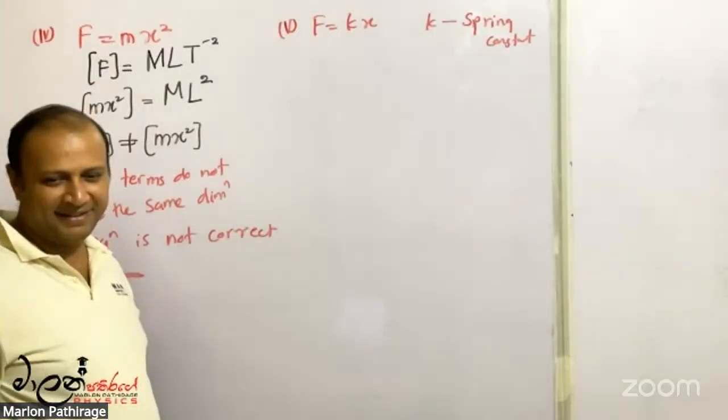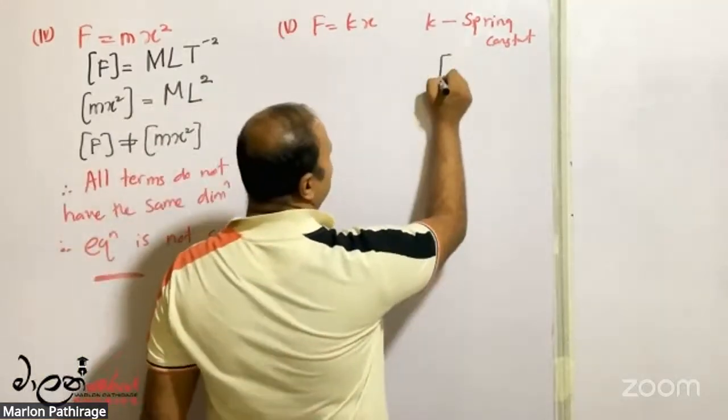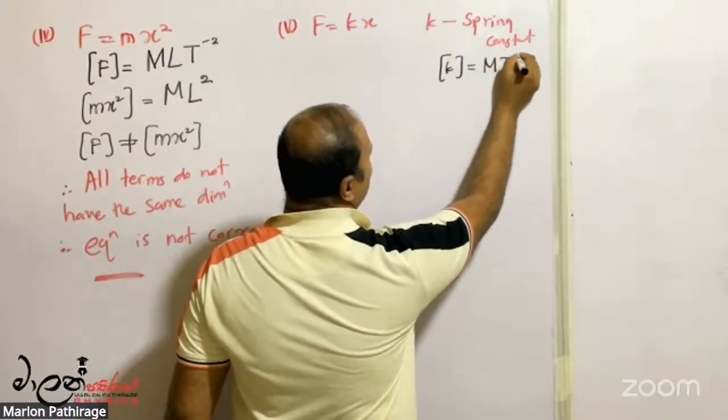And so the dimension of spring constant. The dimension of spring constant is equal to M T minus 2.